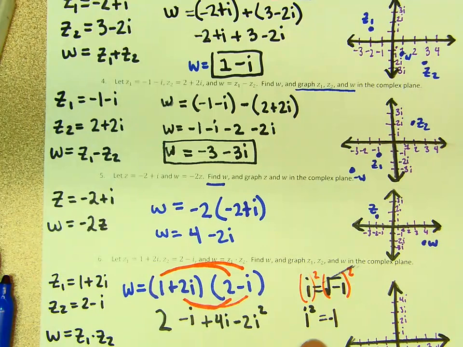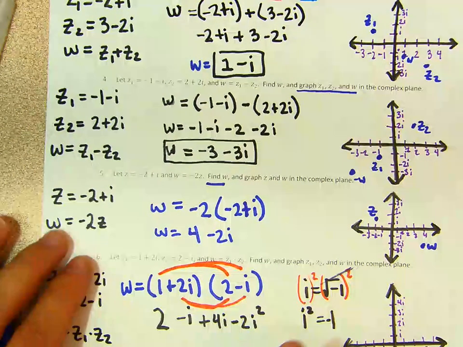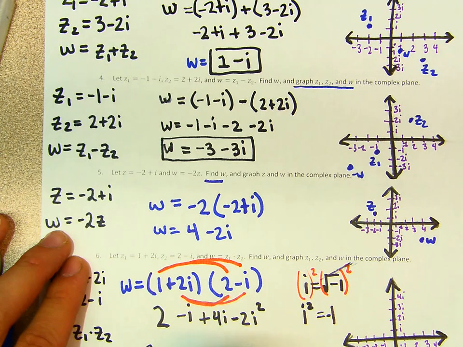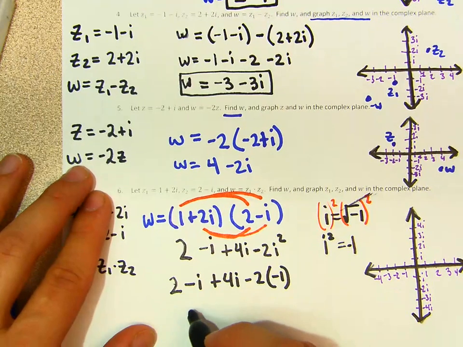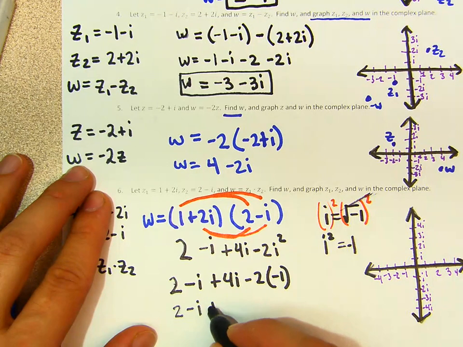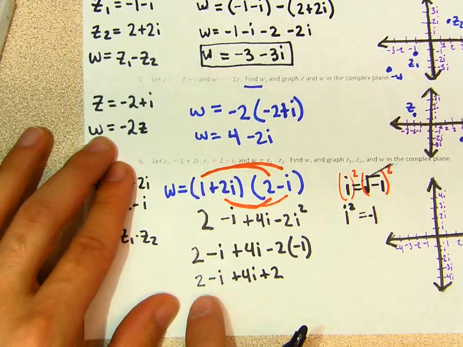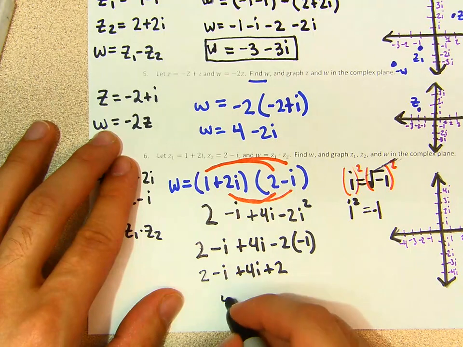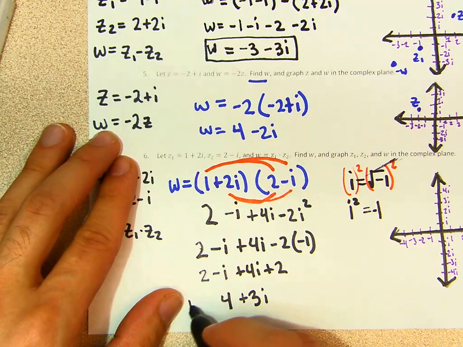So here we can substitute this i squared into here. So here, 2 minus i plus 4i minus 2 times negative 1. You're substituting that i squared in here. And now here, this becomes 2 minus i plus 4i plus 2. Then we combine the like terms. 2 plus 2 is 4. Minus i plus 4i is 3i. So that is equal to w.